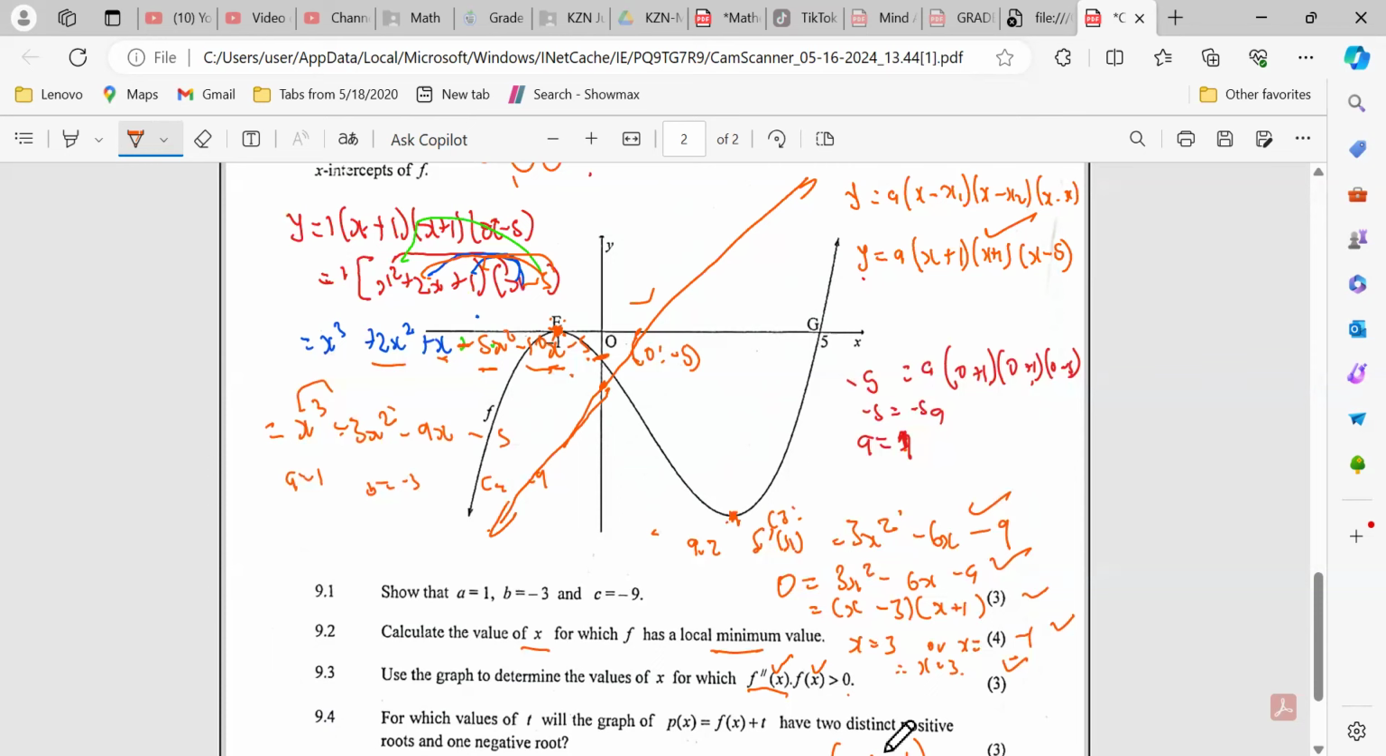Let's go and check the graphs. We want both of them to be above the x-axis or both of them to be what? To be below the x-axis. So let's check this one. This one is below the x-axis. Now you're going to make something like this.